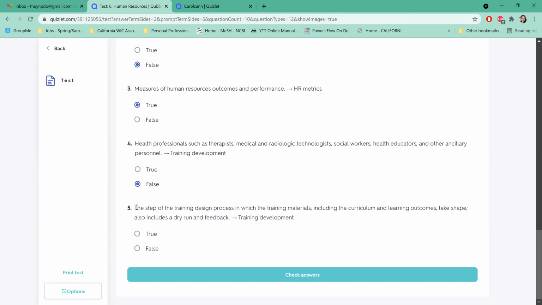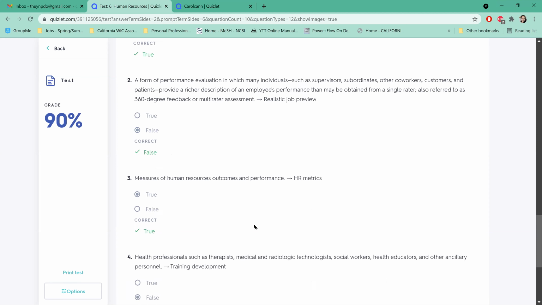Last question: the step of the training design process in which the training materials, including the curriculum and learning outcomes, take shape, also includes a dry run and feedback, is training development. We've got T, Tango. Thank you, Sharon. Let's check the answers. 90%.